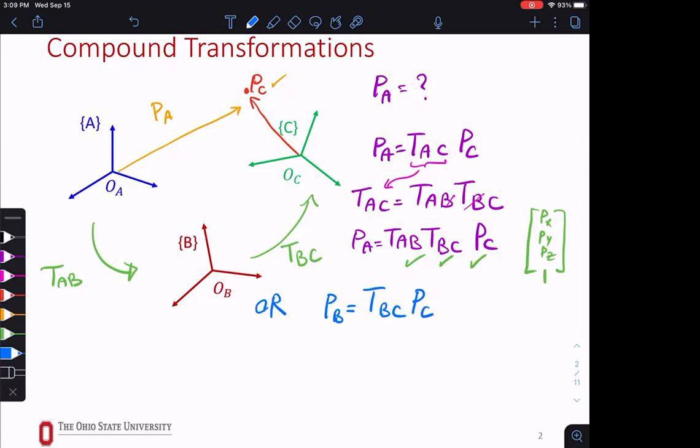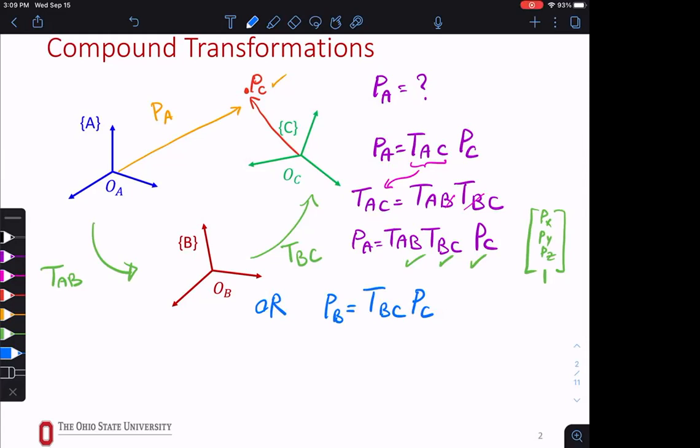I'm saying that I could say the position of point P from the perspective of frame B is going to be TBC, which you have, times PC, which you have, right? So you could also find PB from PC. So you actually have P in frame A, and you have P in frame B, right? This is kind of like a middle between the information that you have. You don't need it, but we could approach it this way.